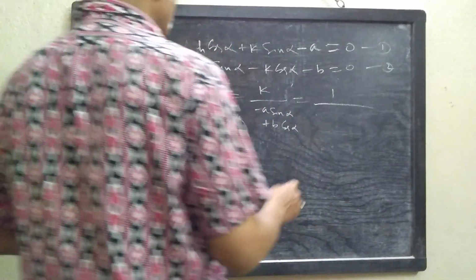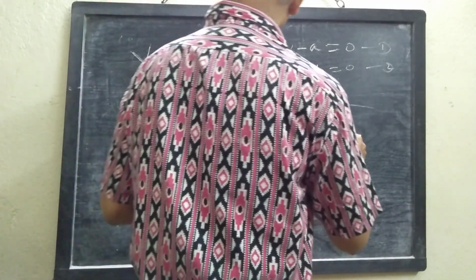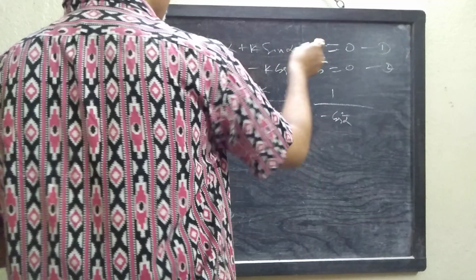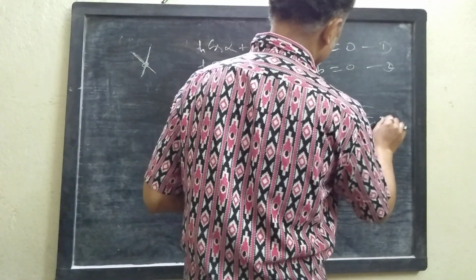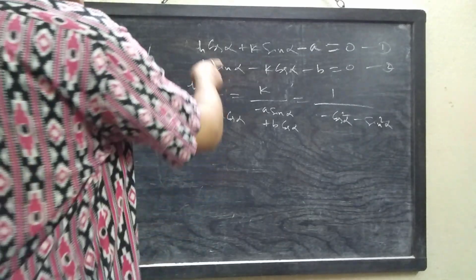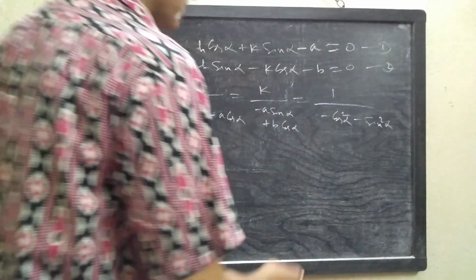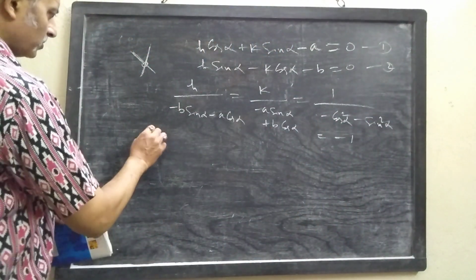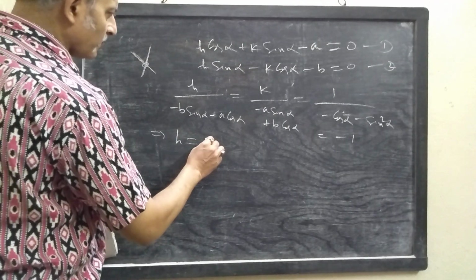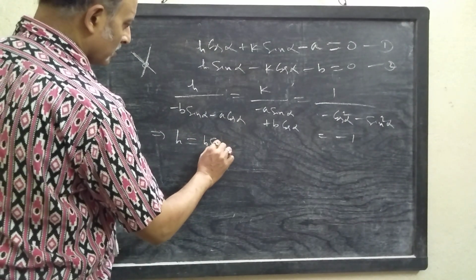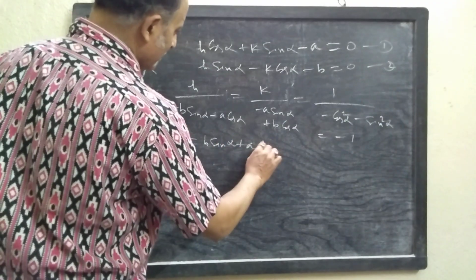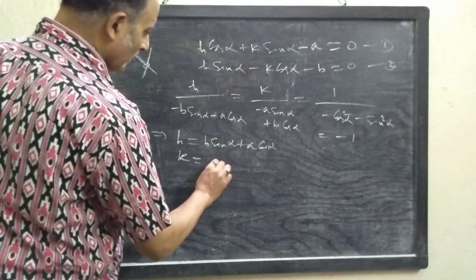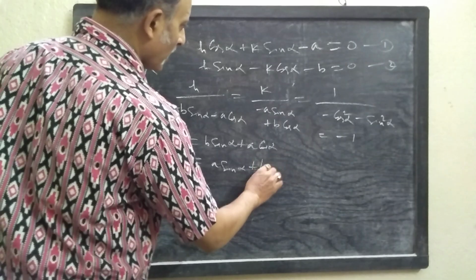Next, 1 by this will be minus cos square alpha minus sin square alpha. Minus cos square alpha minus sin square alpha. Okay. So this will become ultimately minus 1, because 1 by minus 1 is minus 1. So ultimately you get h equals to b sin alpha plus a cos alpha and k equals to a sin alpha plus b cos alpha.